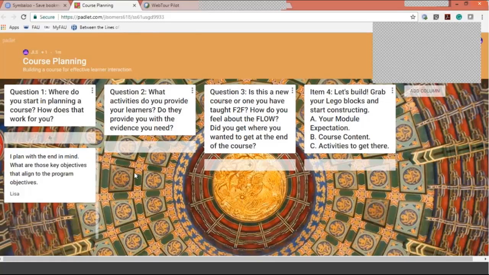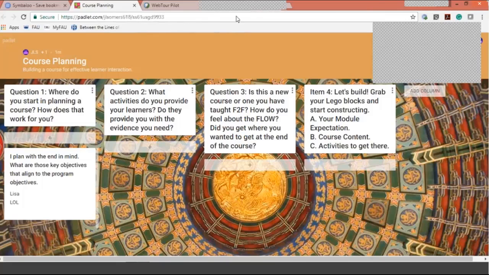Anybody else want to add to that? Where do you start when you're thinking about building a course? What's the first thing that you think about? What comes to mind for you, and how does that work for you? Clearly, Lisa works with the concepts of backward design, and we're going to be talking about that. Any other comments?